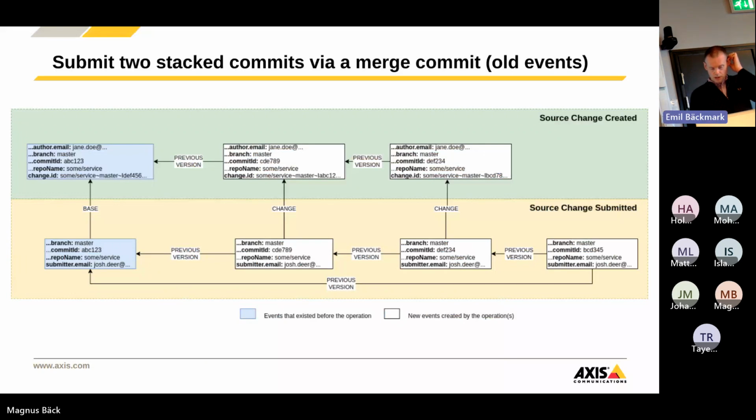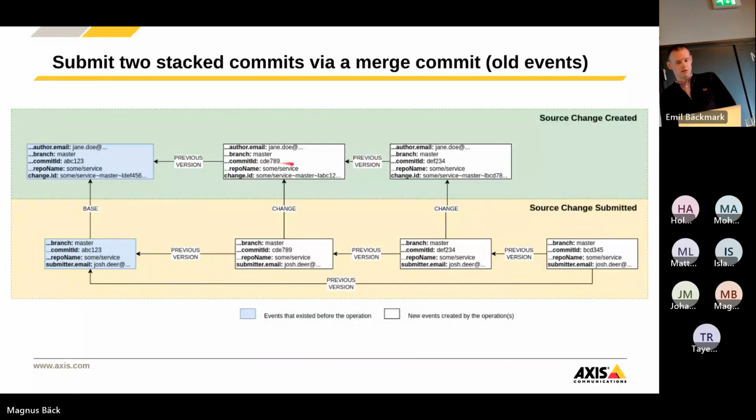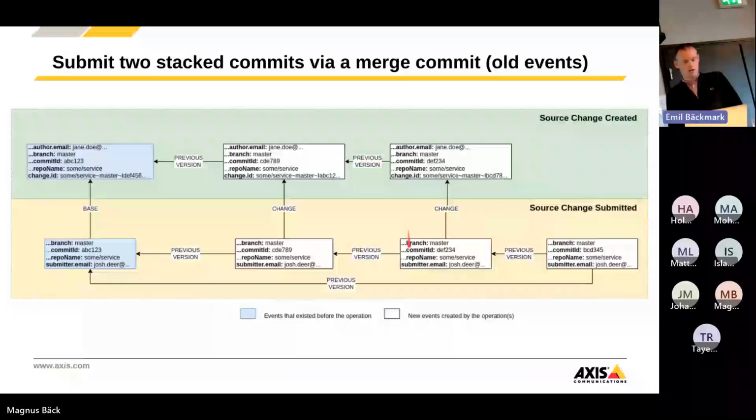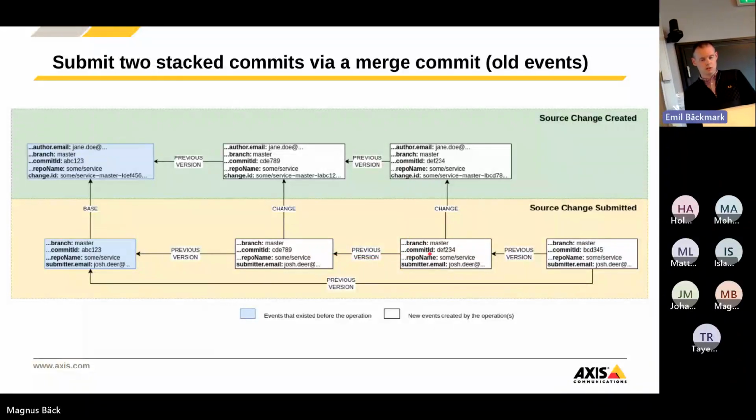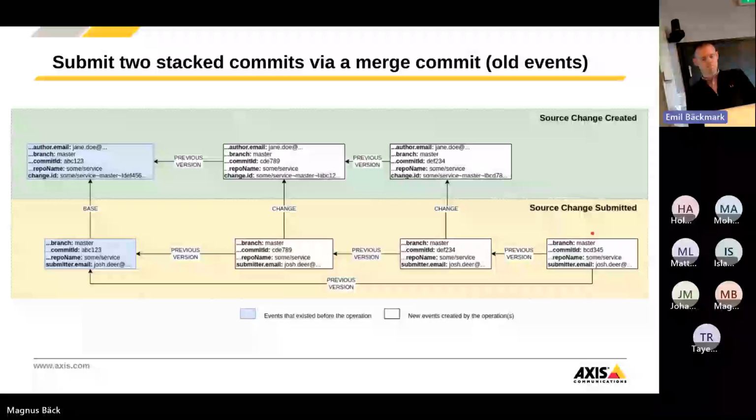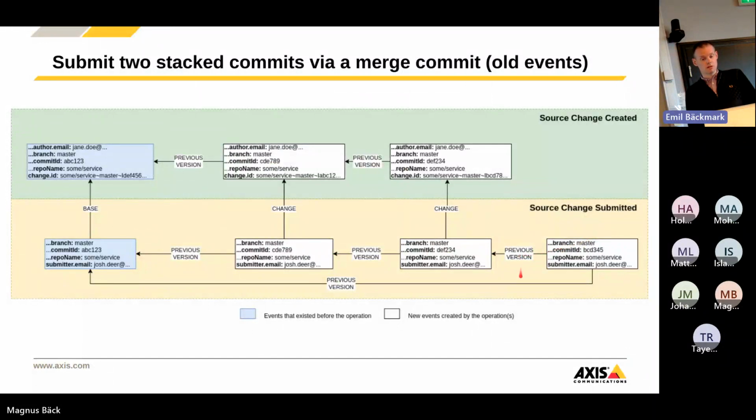Right, yeah. So most of this is old news. We have the source change created and the submissions. And then we get an additional source change submitted that represents the merge commit itself. And it has two previous version links because it has two parents. And this one points to the base commit, or what was earlier on master.